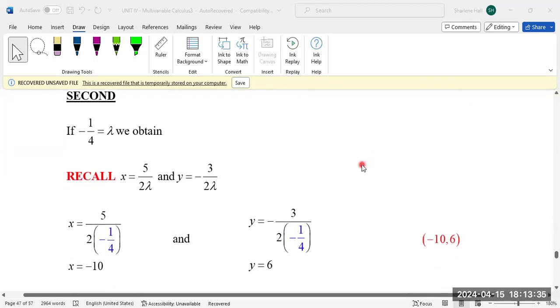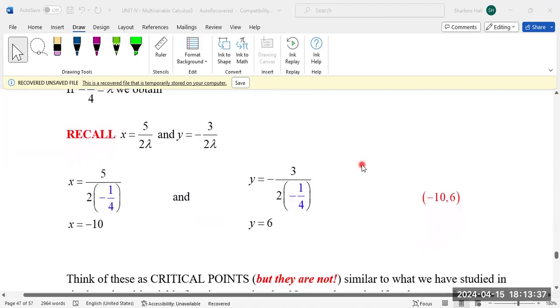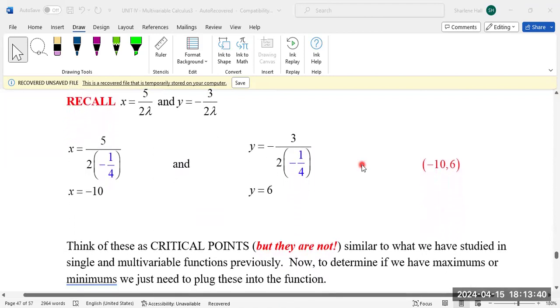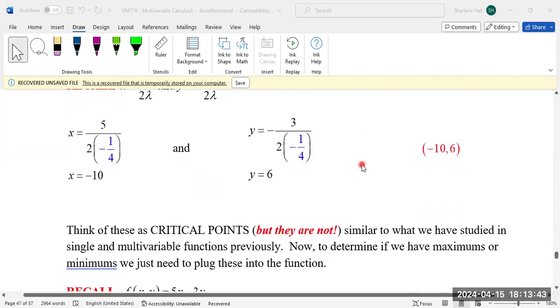10 and -6. Final part. And I want you to listen to this carefully. I want you to think of these as critical points. They are not. However, just have a slight thought of it being critical points. They are not critical points. Do not write on the paper critical points or critical values. You can get marked out.